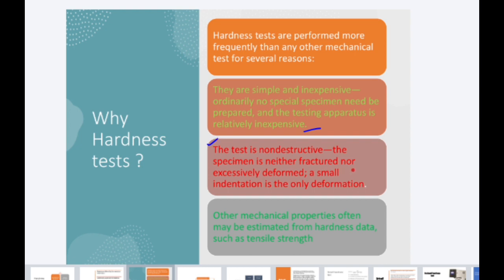The specimen is neither fractured nor excessively deformed. As you see here, excessively deformed means there is deformation, but that deformation is very, very small. Micro level, like 70 micrometer, or 0.5 millimeter, 1 millimeter maximum, 2 millimeter. So there is a little bit of deformation. A small indentation is the only deformation in this test. We don't have any other deformation. Also, other mechanical properties often may be estimated from the hardness data, such as the tensile strength. So that's why we use the hardness test. This is the reason why we use the hardness test.